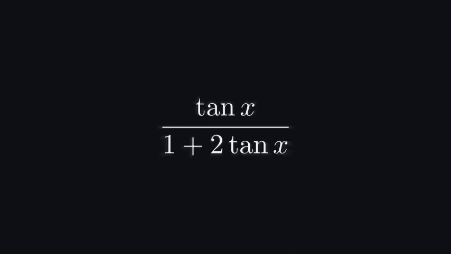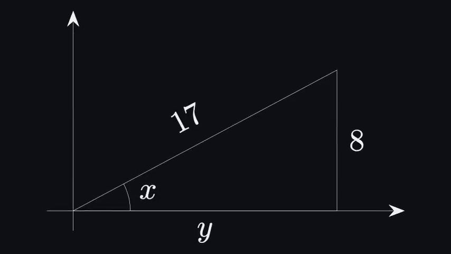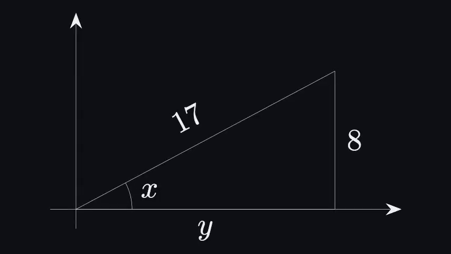But the expression we need contains tan of x, not sin of x. So our next goal is to find tan of x. To find tangent, we need the opposite side and the adjacent side. We already know the opposite side is 8, so we must find the adjacent side. Tan of x equals opposite over adjacent. Study the diagram carefully. This prepares us for the next step.